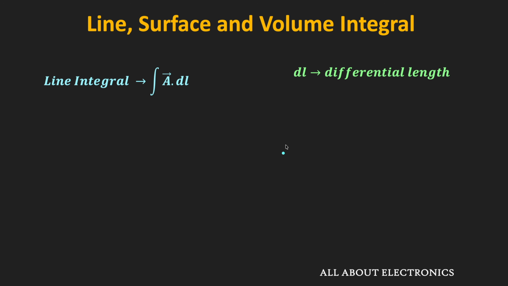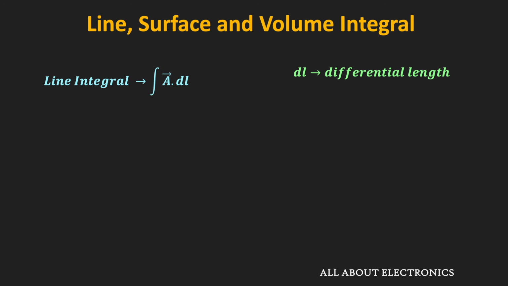And here, this dl is also a vector quantity. That means to find this line integral, first we need to find the dot product of A and dl. And as you know, this dot product of A and dl will be a scalar quantity. So once you perform the dot product, it will be integrated over the specific limit.